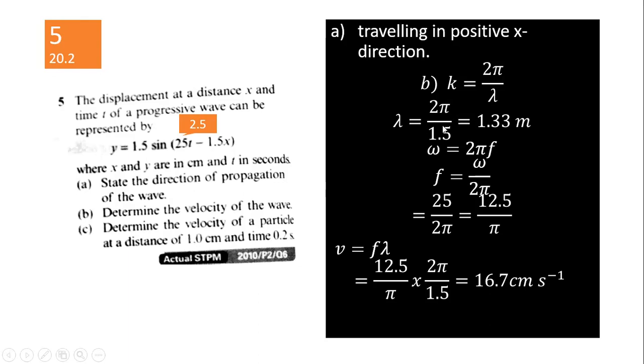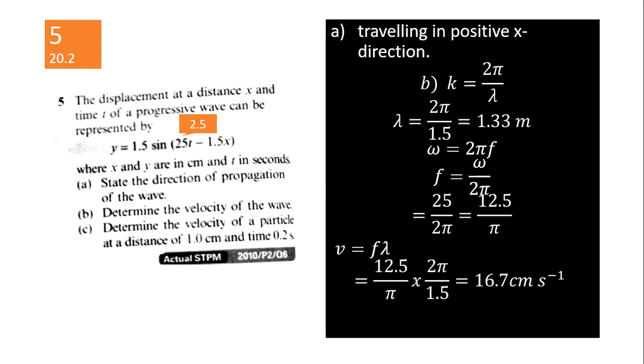Sorry, f is 12.5 pi. Lambda is 2 pi over 1.5. Or as I say, you can calculate out and get the same thing. So that's your answer. 16.7 cm per second.